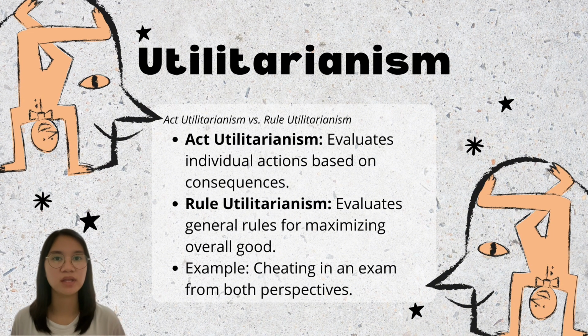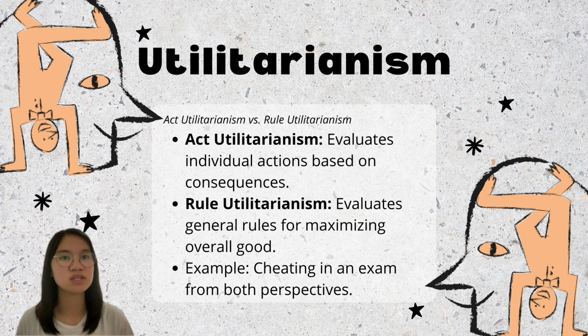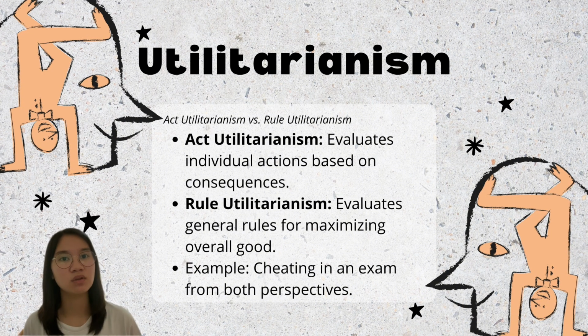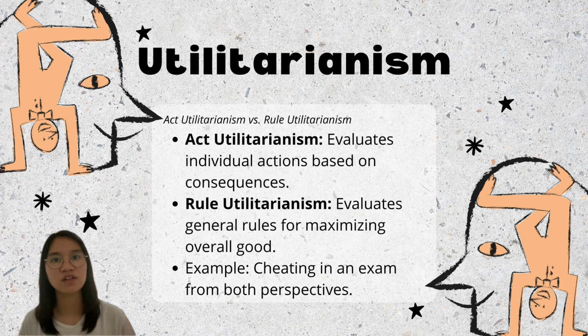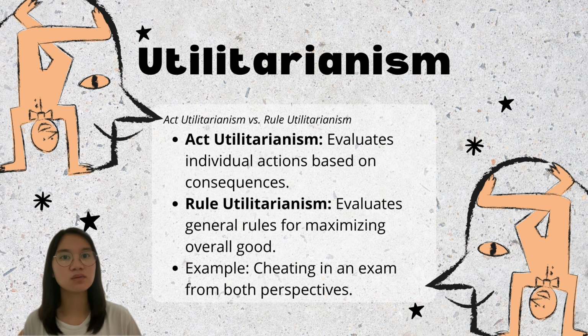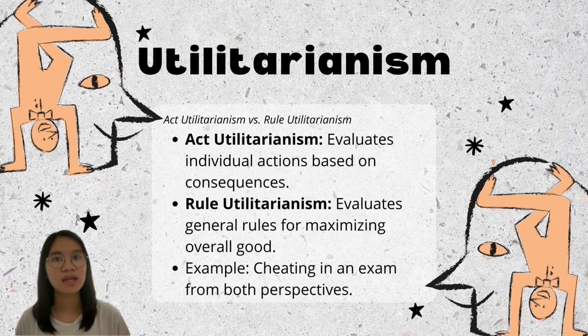An act utilitarian might argue that cheating is justified if it results in immediate benefits, such as passing the course by maximizing pleasure and avoiding the pain of failure. They would focus solely on the consequences of that specific act. However, a rule utilitarian would take a different view. They would argue that allowing cheating violates the general rule of intellectual honesty, which is essential for maintaining fairness and trust in academic systems. Even if cheating provides short-term benefits, breaking the rule would undermine the system's integrity and lead to negative consequences for society in the long run.